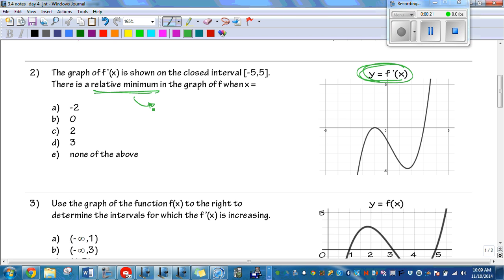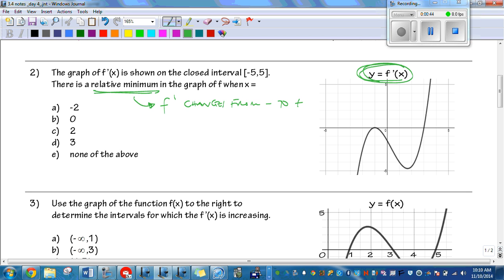What changes from negative to positive? Slope, or the first derivative, right? So the first derivative changes from negative to positive. So that's what we're looking for in our graph. Now, you might get different types of graphs for these questions, but first thing you have to figure out is, what am I looking for?